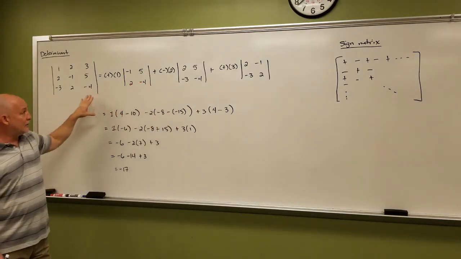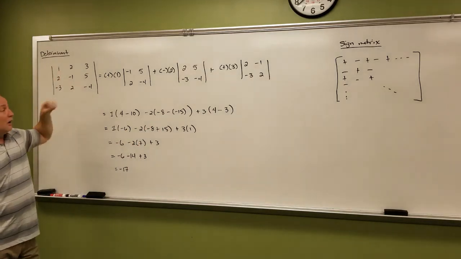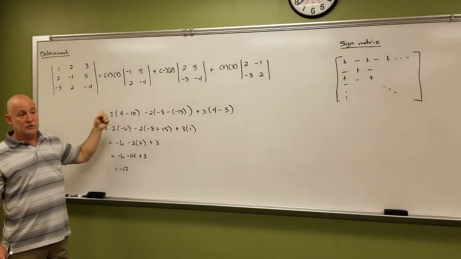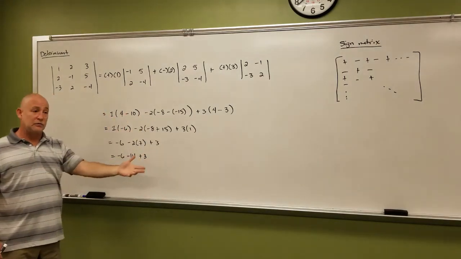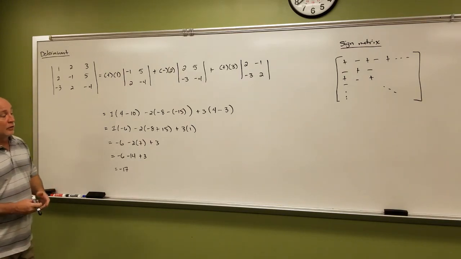For each one of those 3 by 3s, you'd have to do this whole method. So a 4 by 4 has 4 3 by 3s, and each one of those 3 by 3s has 3 2 by 2s. So you see, it gets really big, really fast. And even for a computer, this gets out of hand really quick.